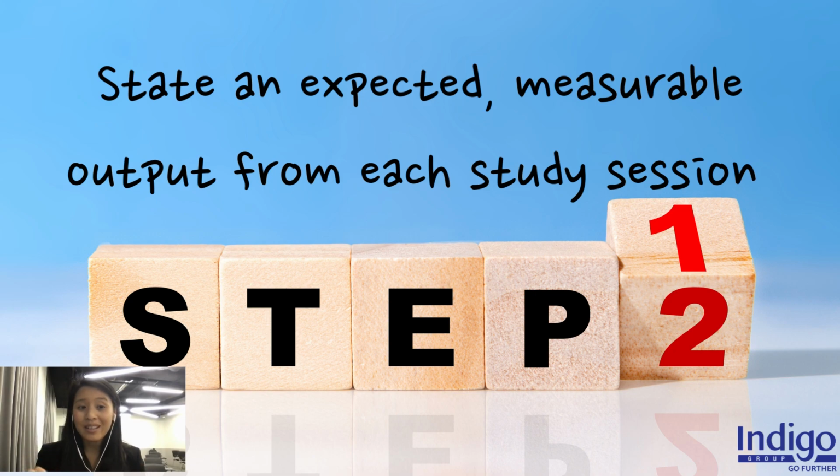Okay, so now let's move on to step 2. Step 2 is on top of setting a deadline to each of your study session, you must also state an expected measurable output from each mini study session that you have. Otherwise, you will not remember anything from that 50-minute study session. Students like to study very passively, textbook zombies. They will read and then they will highlight. And after they close the book, 3 days later, when you are tested on the same information, you cannot remember anything. So don't be a textbook zombie.